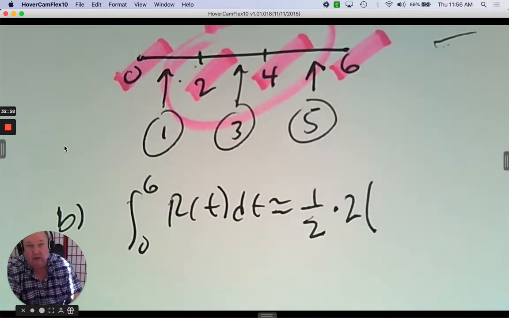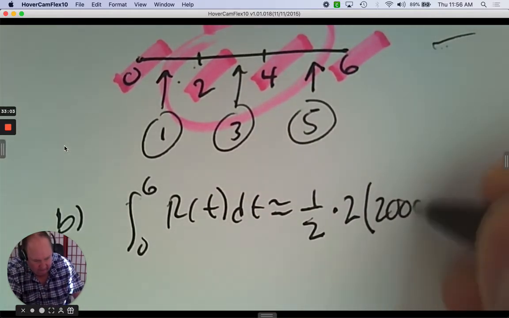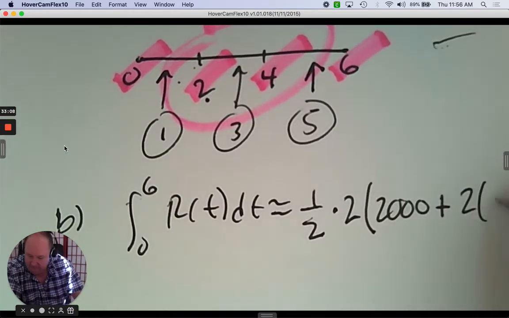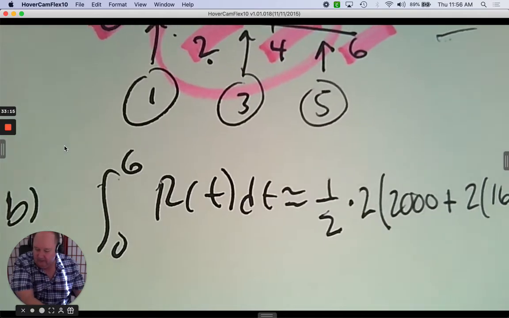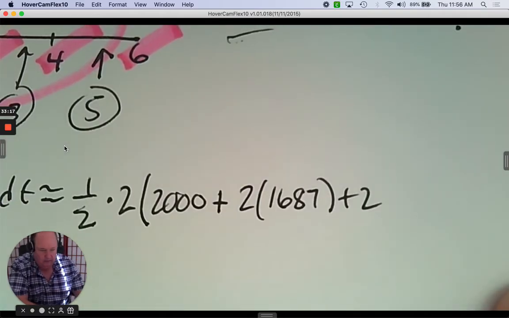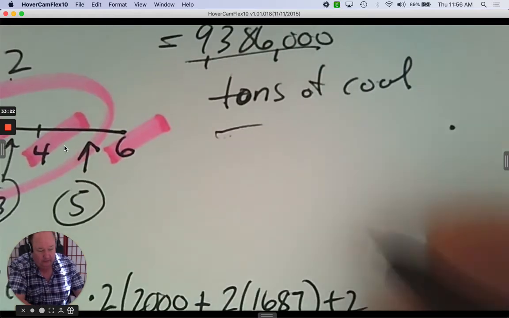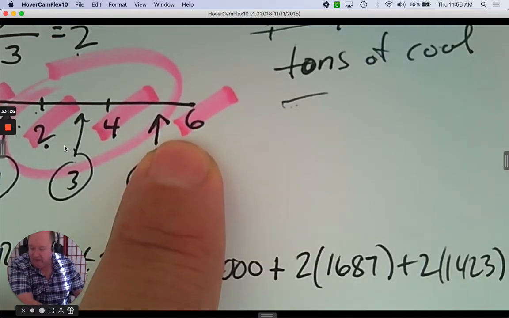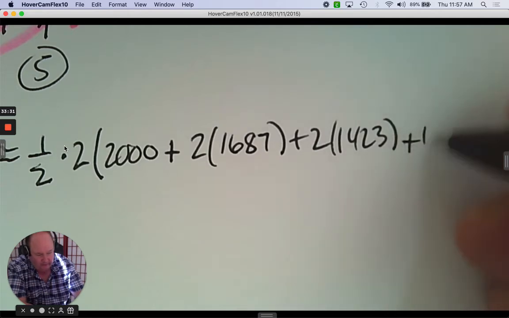And these middle ones we have to double. So at 0, it was 2,000. At 2, we double it, and it's 1,687. And then again, we double it. For 4, it's 1,423. And then the last one we're going to plug in is 6, which is 1,200. So that's what it looks like.